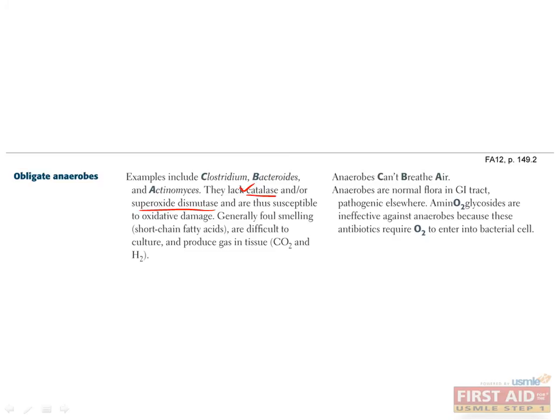Catalase is an enzyme that breaks down hydrogen peroxide into water and oxygen. It is necessary when bacteria are exposed to oxygen to prevent the conversion of hydrogen peroxide into free radicals. Obligate anaerobes include Clostridium, Bacteroides, and Actinomyces. It is important to note if you are dealing with these bugs because they are resistant to aminoglycosides, since these drugs require oxygen in order to enter cells.